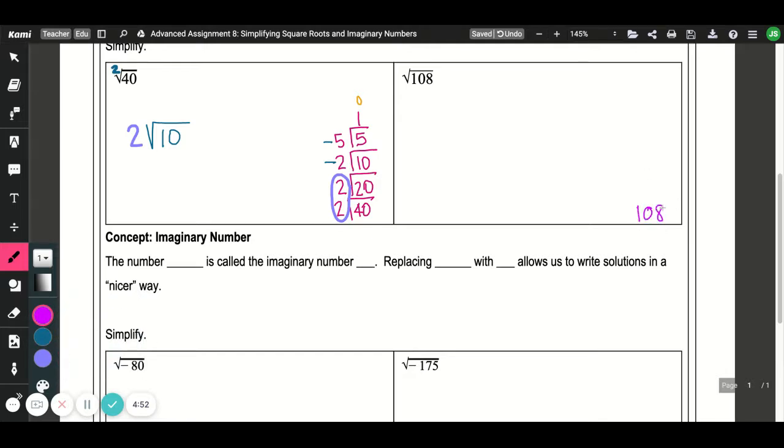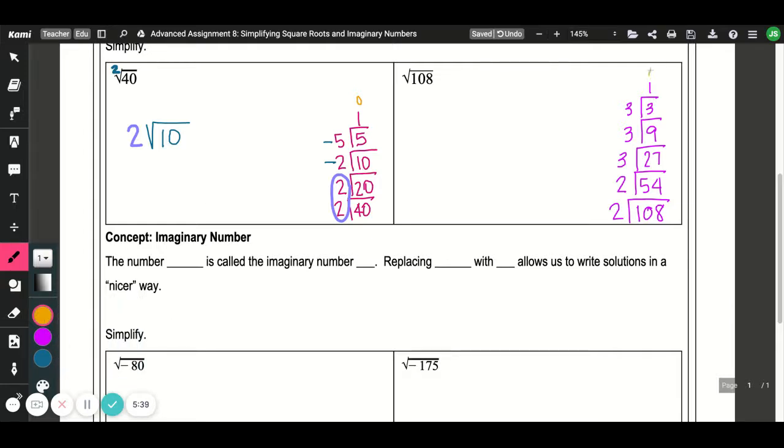108. So the smallest number that 108 is divisible by is 2. 108 divided by 2 is 54. The smallest number 54 is divisible by, it's even, so it's divisible by 2. 54 divided by 2 is 27. 27 is odd, so it's not divisible by 2, but it is divisible by 3. 27 divided by 3 is 9. The smallest number that 9 is divisible by is 3. 9 divided by 3 is 3. And one last time, 3 is divisible by 3. So there we go with a 1 on top.